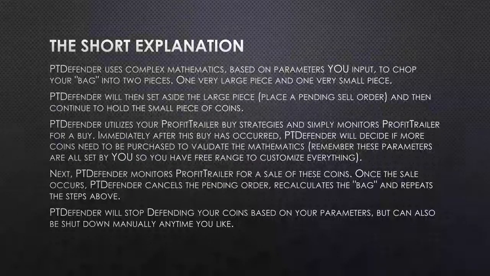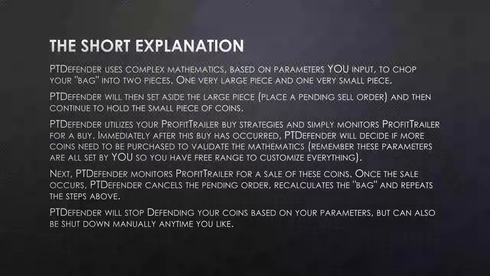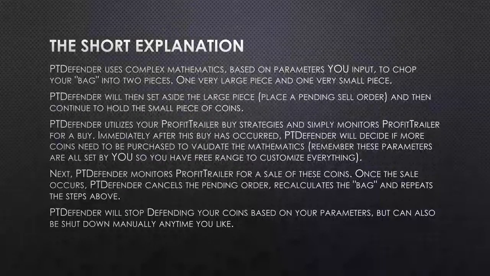Moving on. So immediately after this buy has occurred, basically what's going to happen is it's going to decide if more coins need to be purchased to validate the mathematics. So it's important to remember the parameters that you set so that you really have a free range to customize anything you want. So the next thing, it's going to monitor Profit Trailer for a sale of these coins. Once the sale occurs, PT Defender cancels the pending order. Then it's going to recalculate the bag and repeat the steps above.